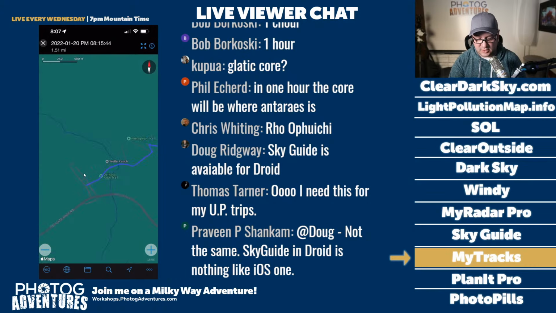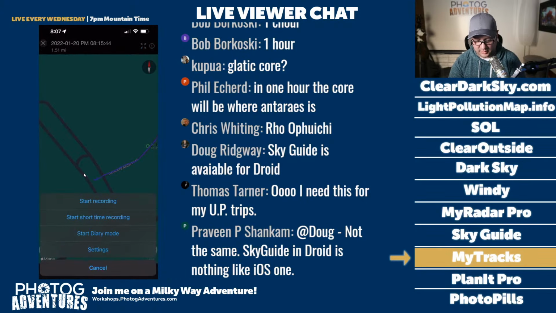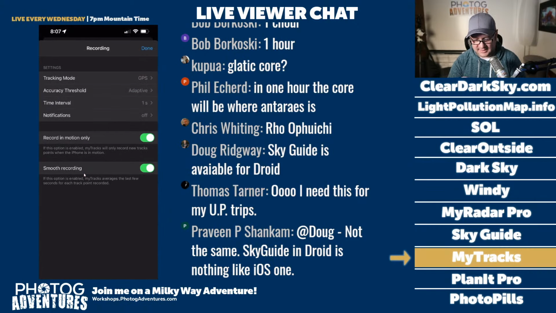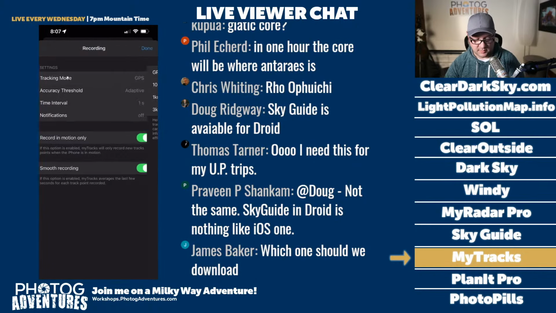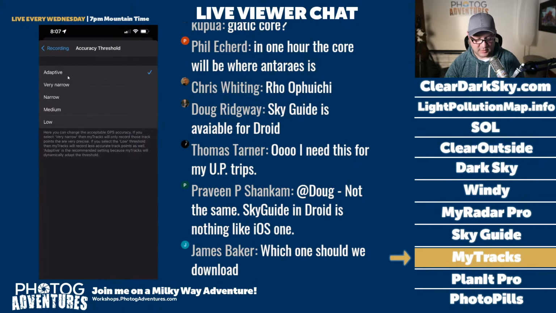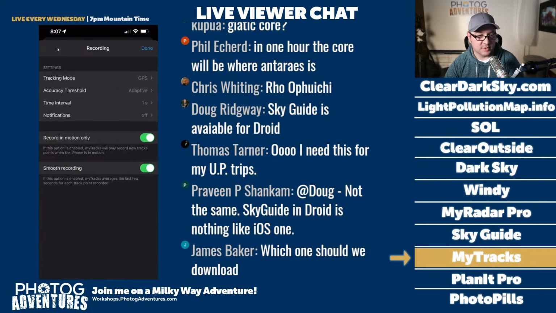You just make sure when you go into your settings and you go to recording, you're not going to see it here. Oh, you are. Okay, so tracking mode, there's GPS, 100 meter, 1 kilometer, or 3 kilometer. I just use GPS every time. The accuracy threshold, I like adaptive. It just adapts to whatever. I don't really understand those other settings, and adaptive has worked for me.